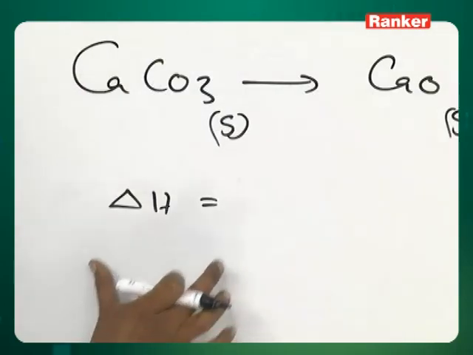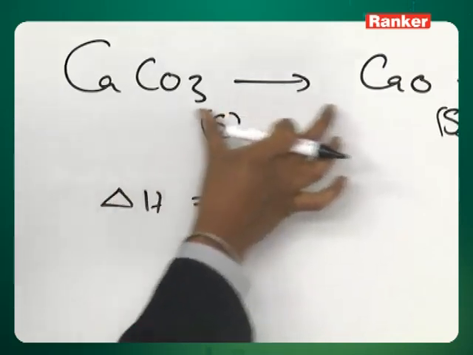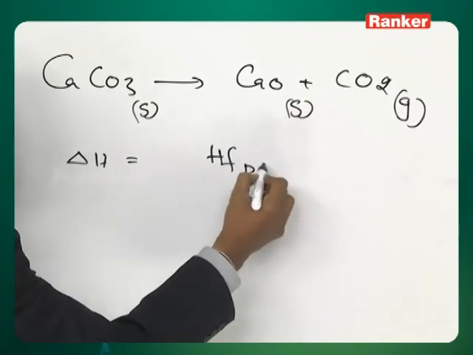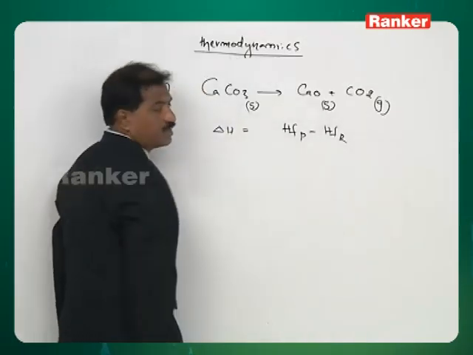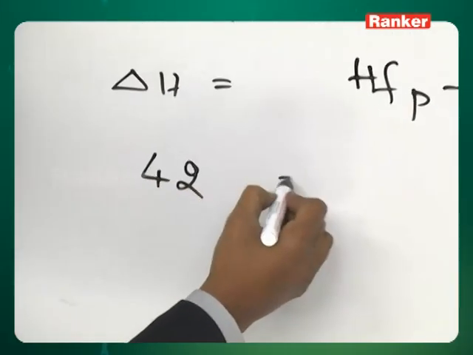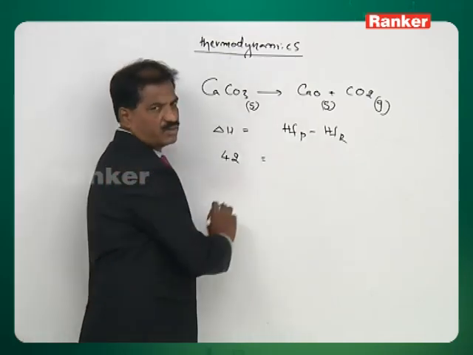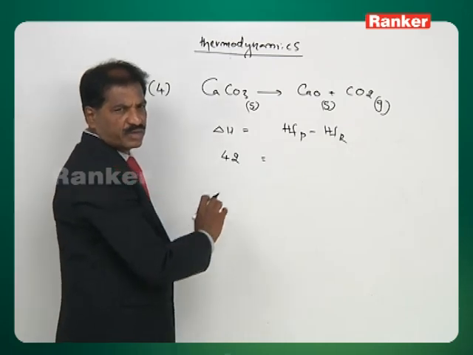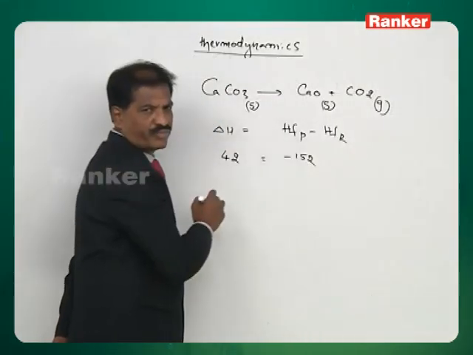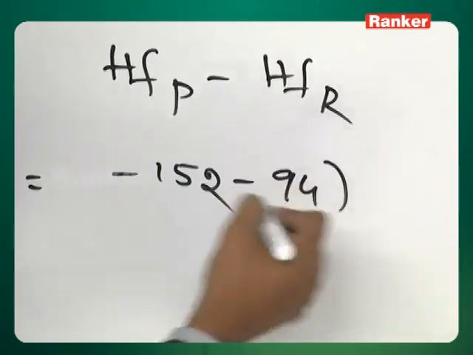In general, for a given reaction, if the total enthalpy change is given, and the enthalpies of formation of the reactants and products are given, the formula is enthalpy of formation of the products minus enthalpy of formation of the reactants. Here the net enthalpy change taking place in the reaction is given as 42 kilojoules per mole. Next, enthalpy of formation of the products. One product is calcium oxide, so its enthalpy of formation is minus 152. Next, CO2 is minus 94.